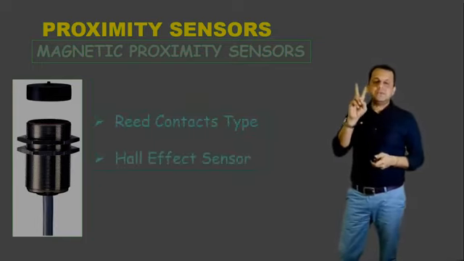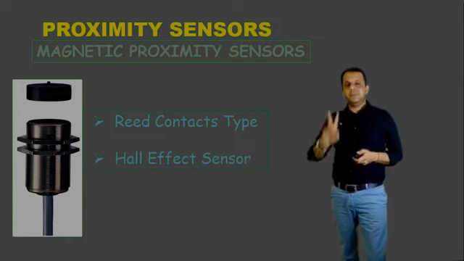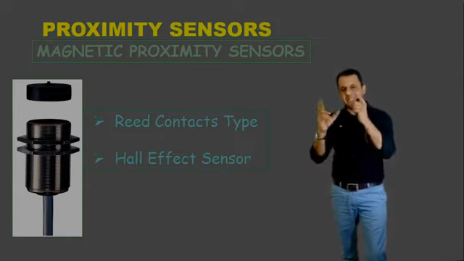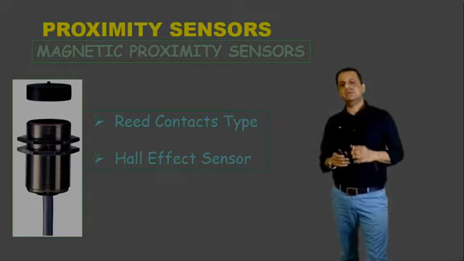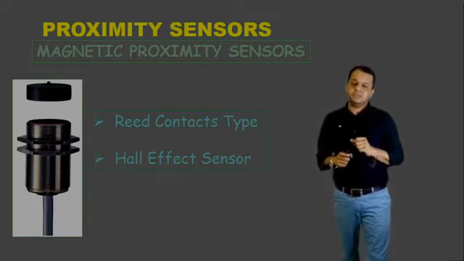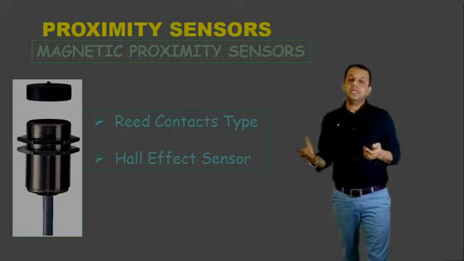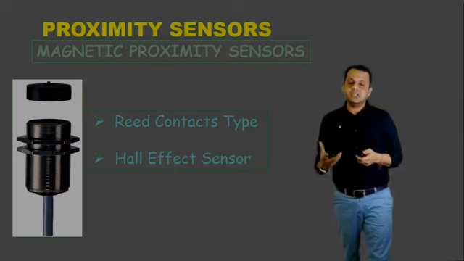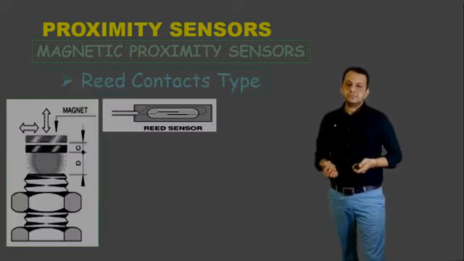So two types of magnetic proximity sensors you have to keep in mind. The one is the reed contact type, where some mechanical activity will take place in the presence of a magnetic field, and another is the Hall effect sensor, which is more popular in the industry and used in very specific fast applications.